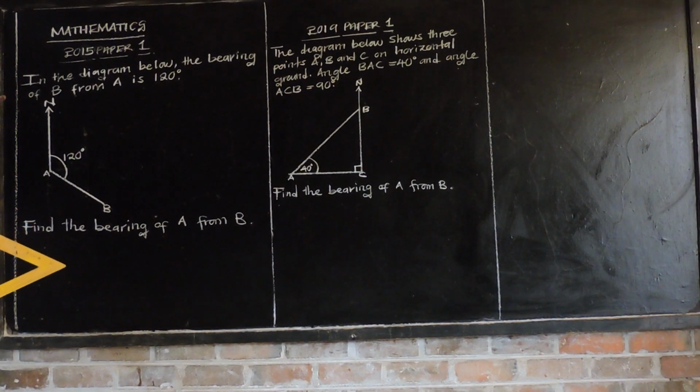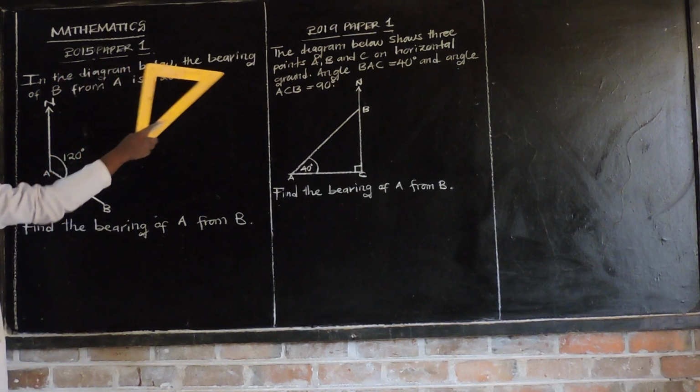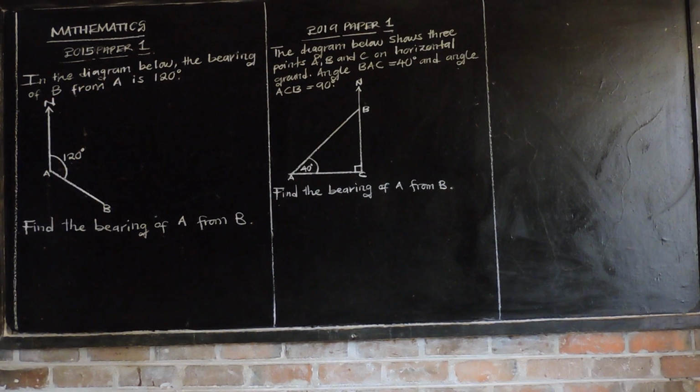So now, let us look at 2015 paper 1. The question on bearing is saying, in the diagram below, the bearing of B from A is 120 as shown. This one is the 120 they're talking about. The bearing of B from A is 120. Then the question is saying, find the bearing of A from B.